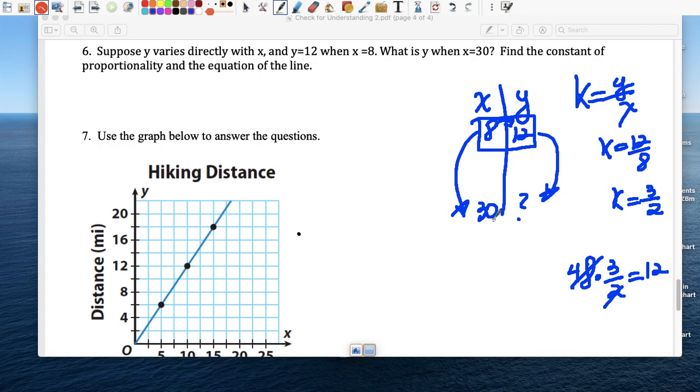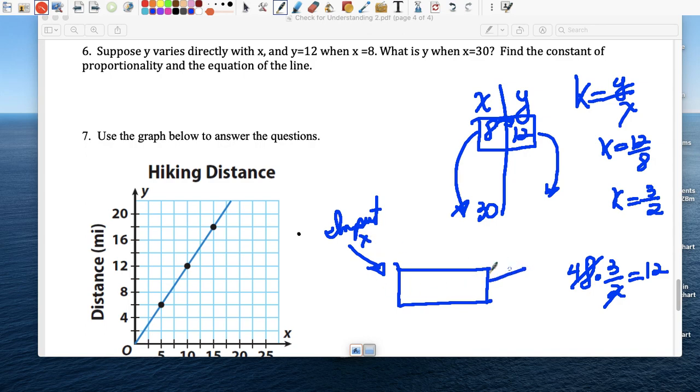So then, therefore, the 30 over here is my input, to get my y value, my output. Think about it, and I remember this from a long time ago. Here is your input, which is your x values. They're coming in here. And in here, it's being multiplied by 3 over 2, and out comes your output.